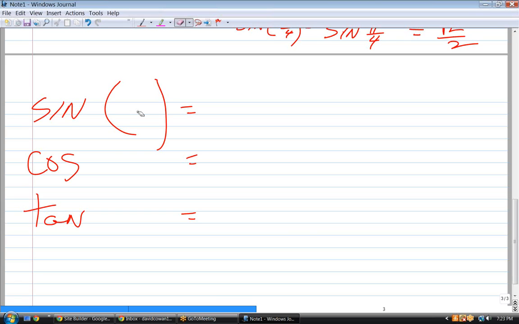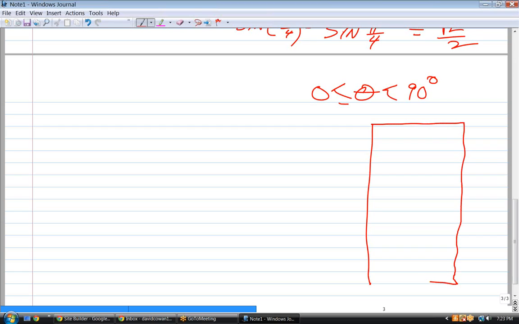Okay, so this one says construct an appropriate triangle to complete the table, and theta is between 0 and 90 degrees. It gives you the function, then a column for degrees, a column for radians, and then the function value. For this one it gives you cotangent, and the function value is 1, but it doesn't give you the radians or degrees, and that's what you have to find.